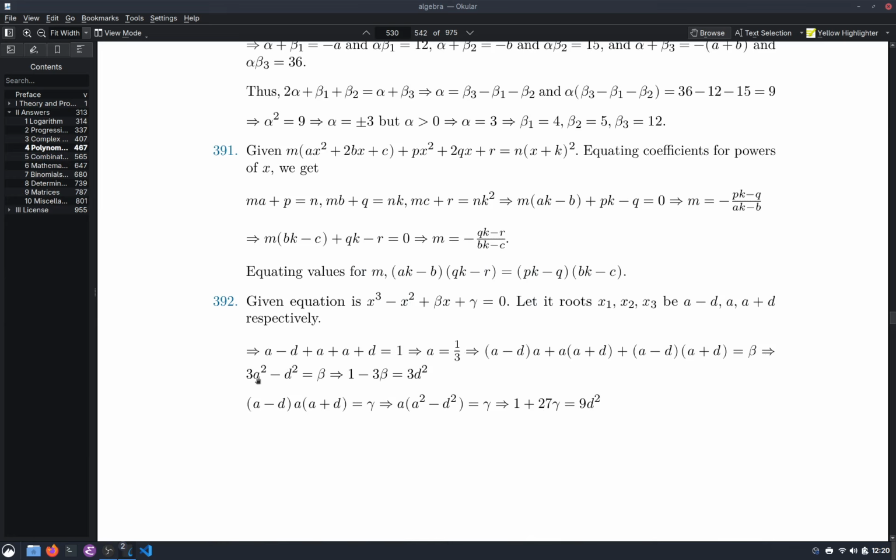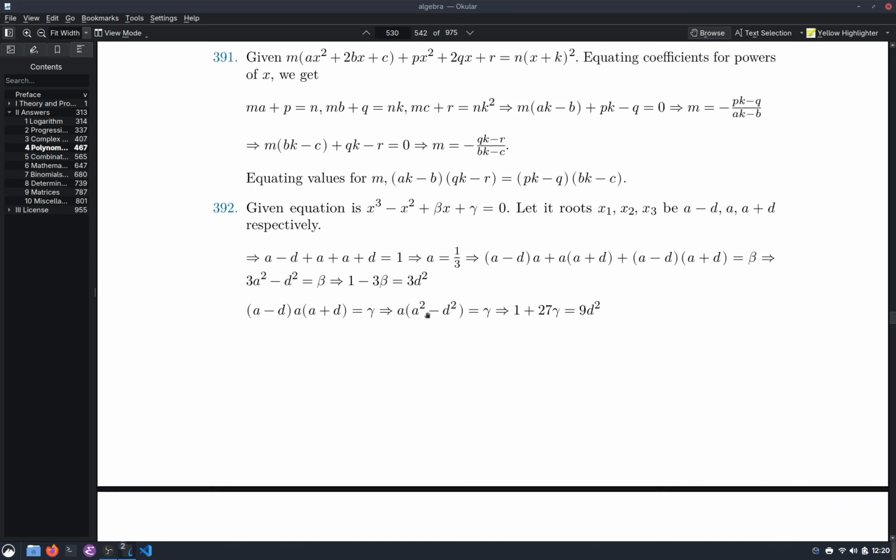Now we substitute a is equal to 1 by 3. We get 1 minus 3 beta is equal to 3d square. And the product of roots is gamma. That is, a into a square minus d square is equal to gamma, which gives 1 plus 27 gamma is equal to 9d square.